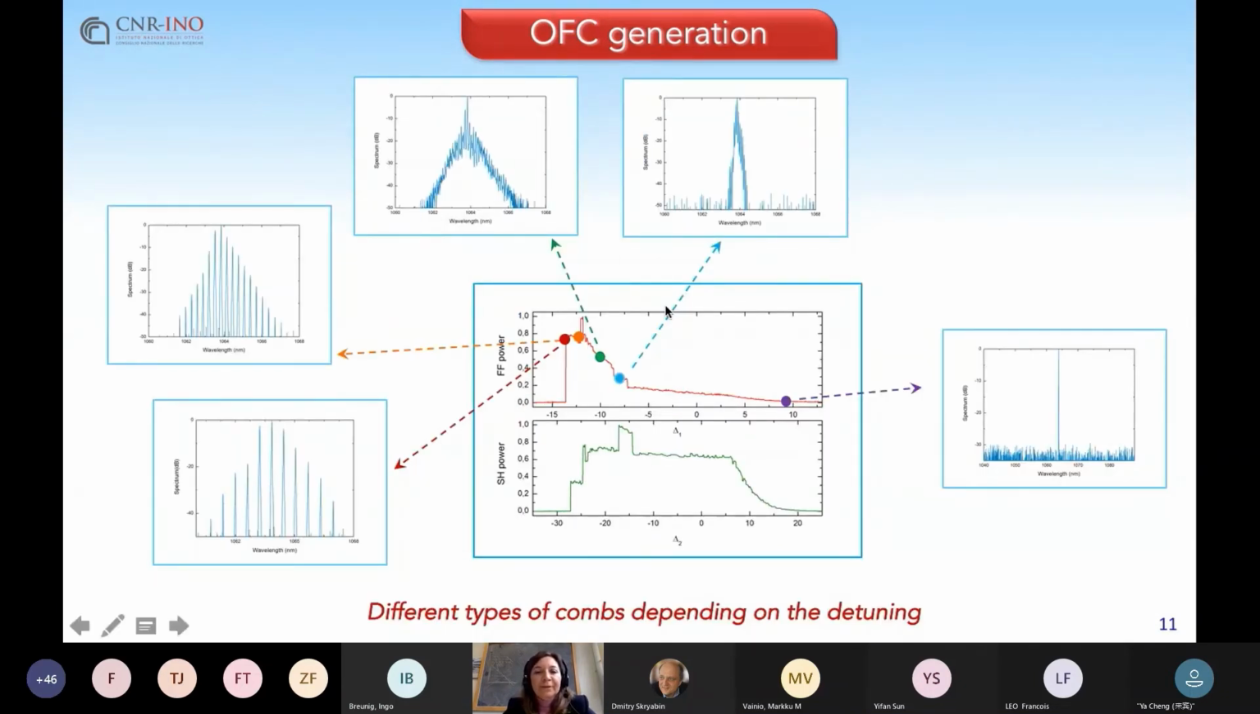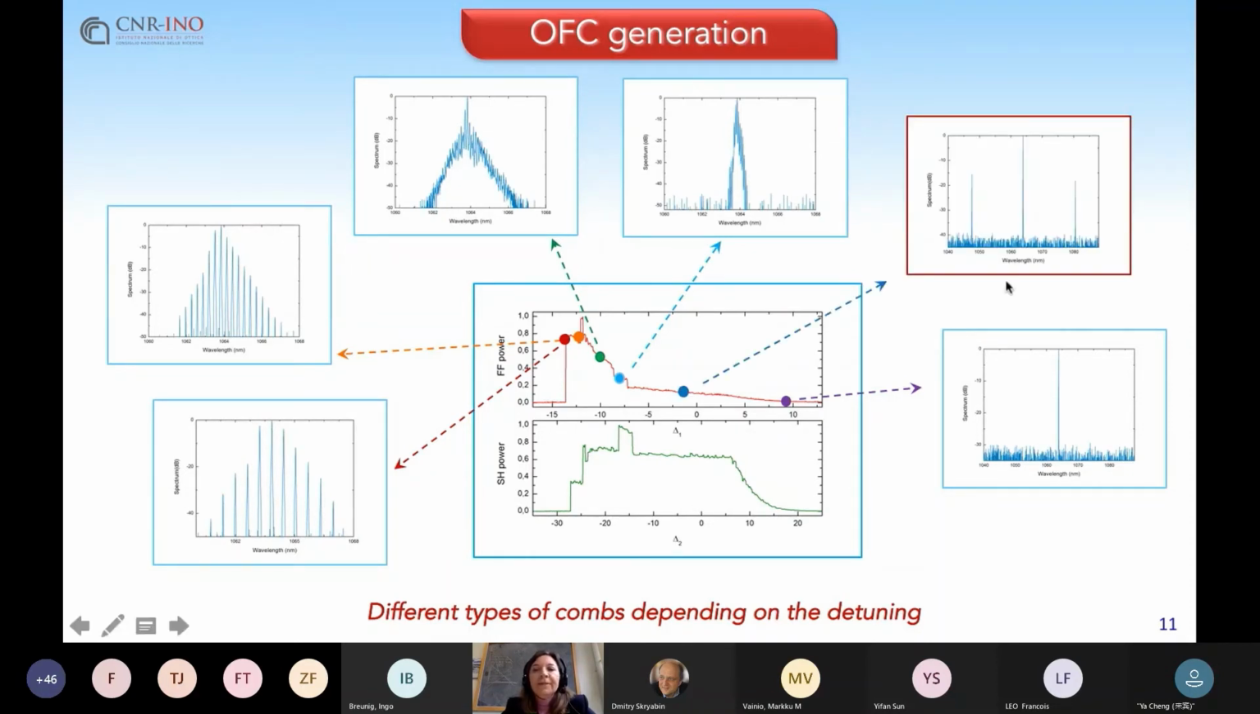So here is a resume of the previous results, and I show again these different types of combs that we can obtain depending on the detuning. But I would also like to highlight a different type of emission that we obtained in correspondence of this laser cavity detuning. This is a simple structure made of just two sidebands at a distance of 16 nanometers from the pump. We focused on this simple emission regime in order to perform our first measurements of quantum correlation.